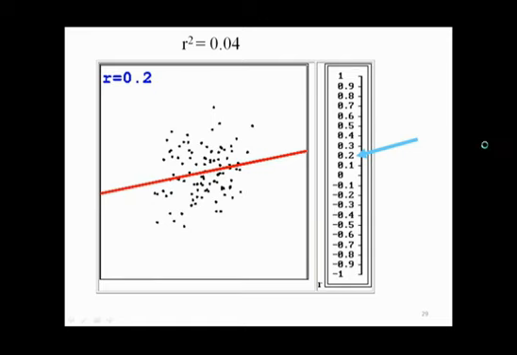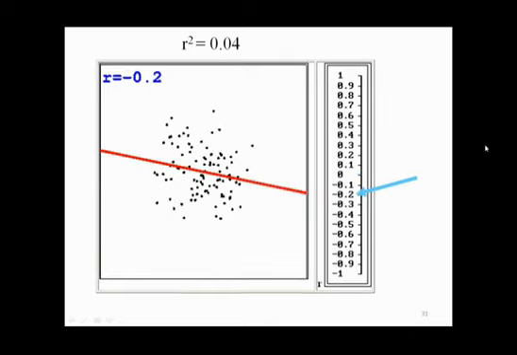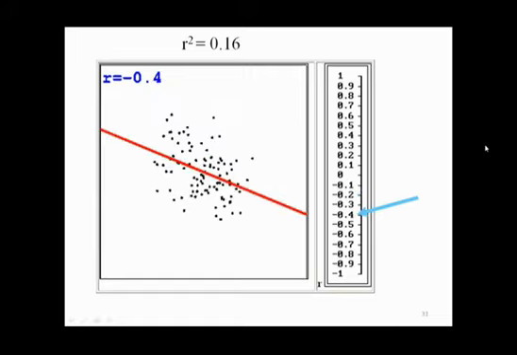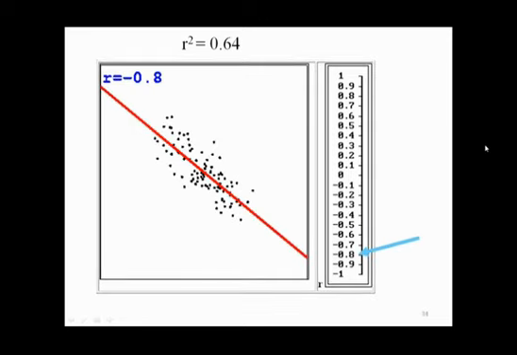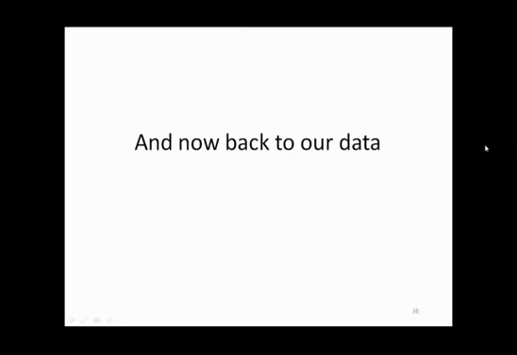A 0.2, not really. What about a 0? No, it just looks like a shotgun blast. We don't see a relationship between the x and y variables. We also have negative correlations, so when R equals -0.2, -0.4, -0.6, -0.8, and then a -1. So that's a review of correlation coefficients.